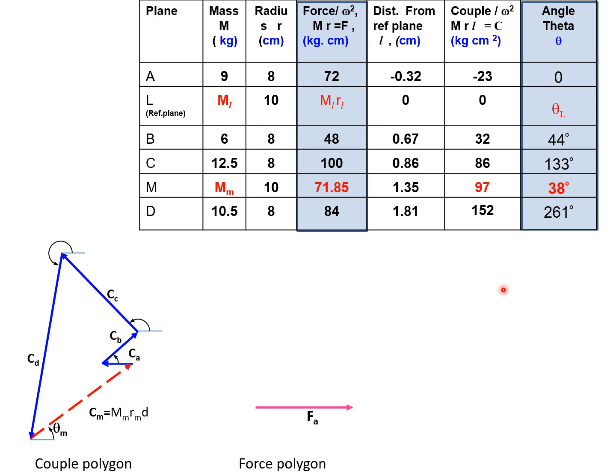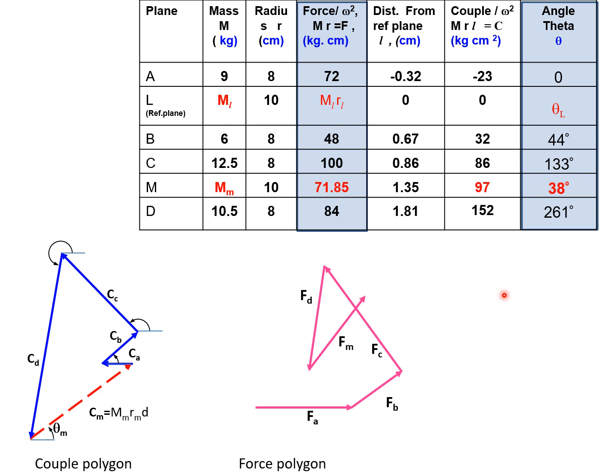A. So we draw a length corresponding to 72 at 0 degree. Then another vector length corresponding to 48 at 44 degree, a vector corresponding to 100 at 133 degree, then a vector corresponding to 84 at 261 degree, and 71.85 corresponding to 38 degree.